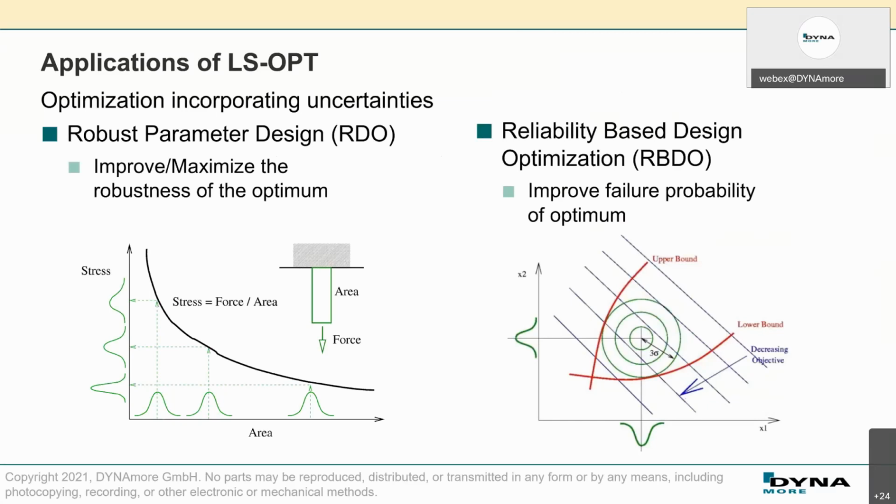And there is reliability-based design optimization. So in this case, the idea is to improve the failure probability of the optimum. So of course, also those disciplines could be used in combination.